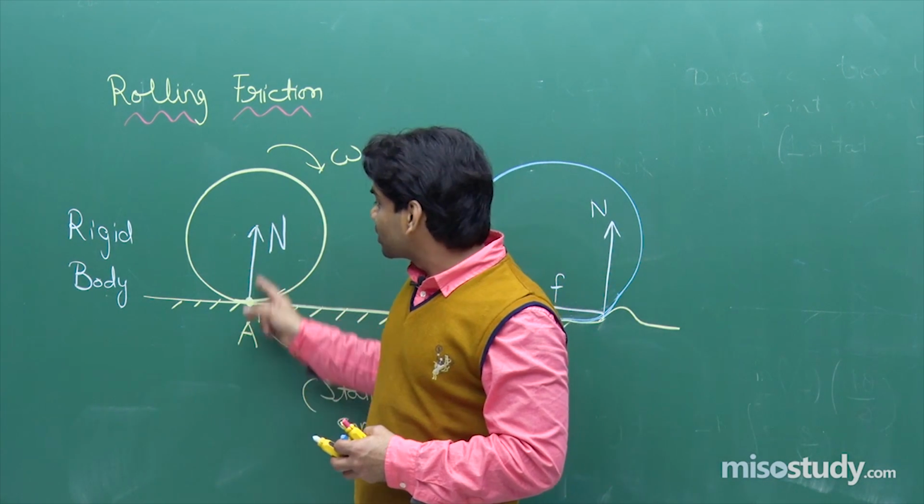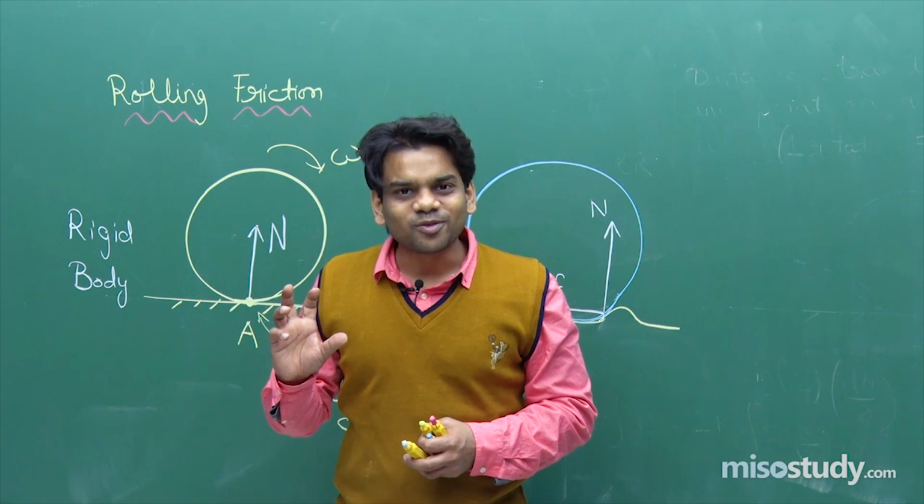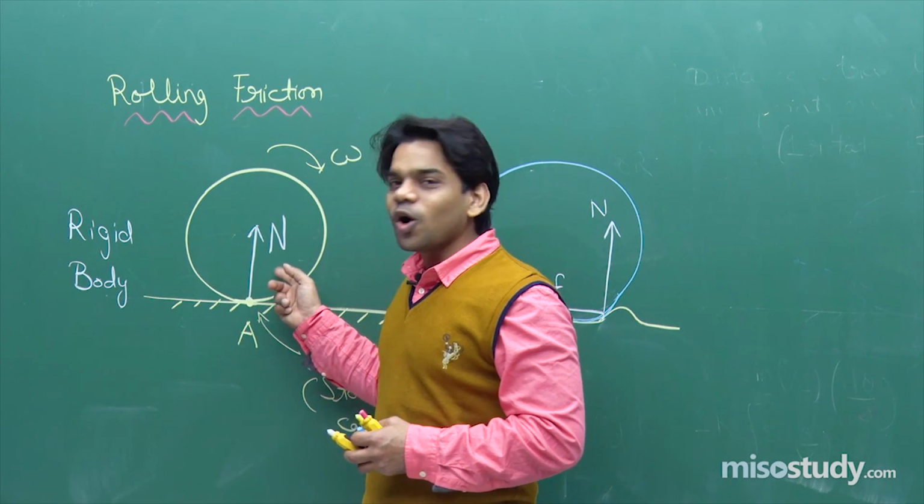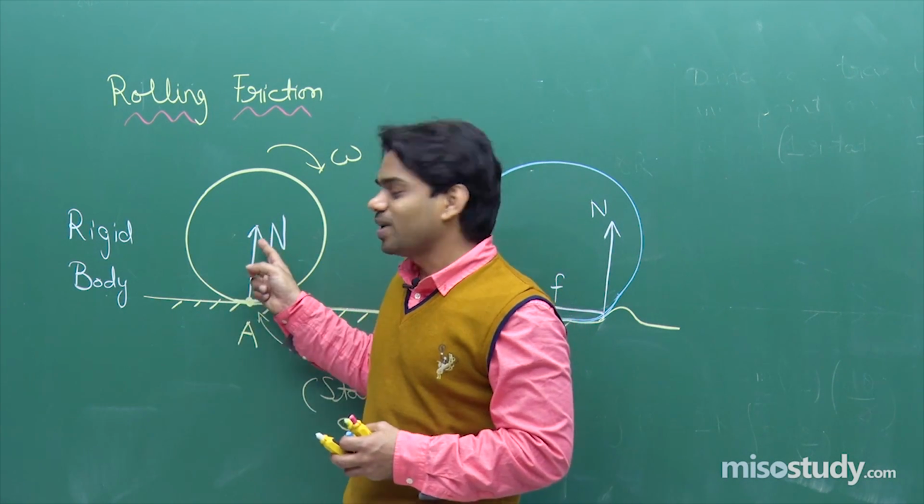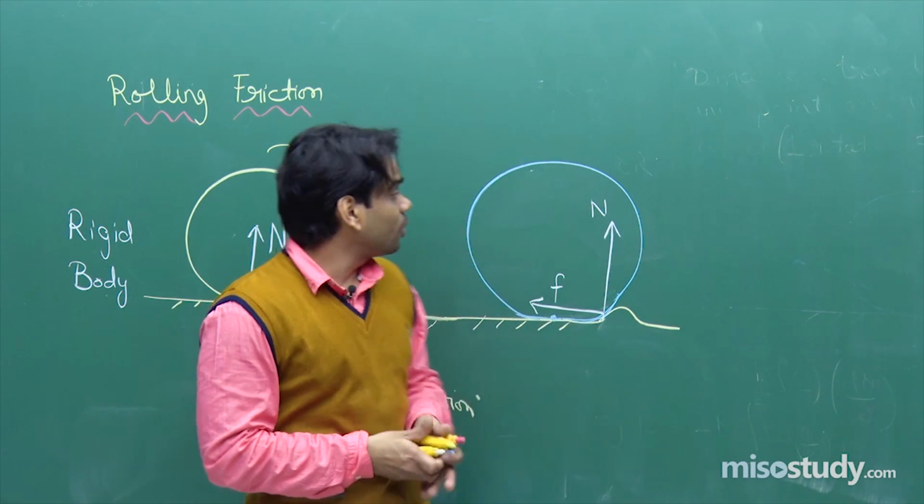That means the normal is going to pass through the center of mass. So can you imagine one thing? Its torque will be 0 about the center of mass, because it is passing through the center of mass. And let's talk about this.